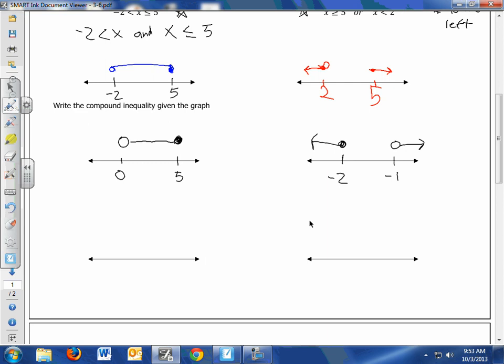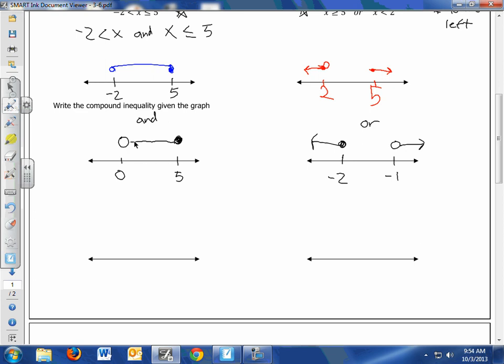Go ahead and copy those down. If we are connecting 2 points together, we're going to have an and. If our arrows are going away from each other, we're going to have an or statement. Now, since we have 2 points, we're going to have 2 inequalities, kind of like up here.